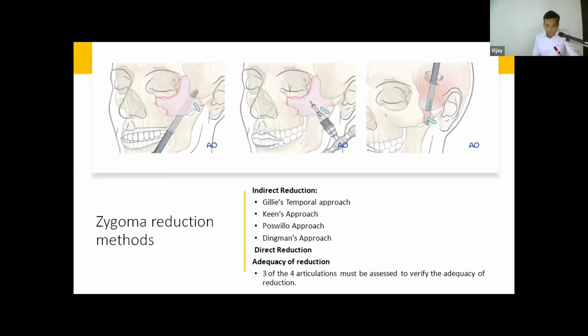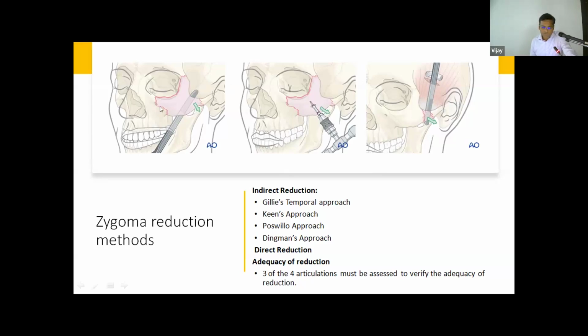So, what are the reduction methods of the zygoma? This can be divided into indirect reduction and direct reduction. In indirect reduction, we do not surgically expose the fracture site, and the most commonly used method is the Gillies temporal approach, where we go in the plane between the temporalis muscle and temporalis fascia. We insert our zygoma elevator and manipulate this bone in order to reduce it.